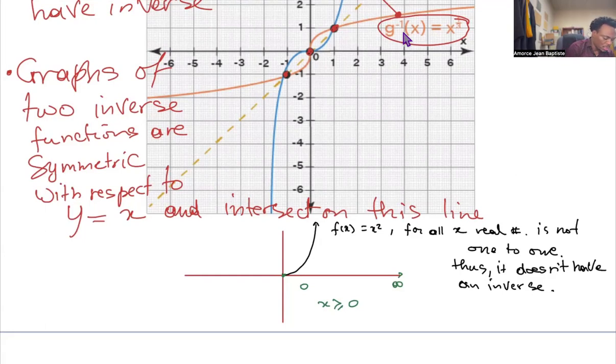And then the inverse would be the function that is symmetric with respect to the line y equals x. The line y equals x would be this line. Symmetric to this would be a graph like this one. It's not going to be perfect. It's something like this, which would be the radical of x, positive.